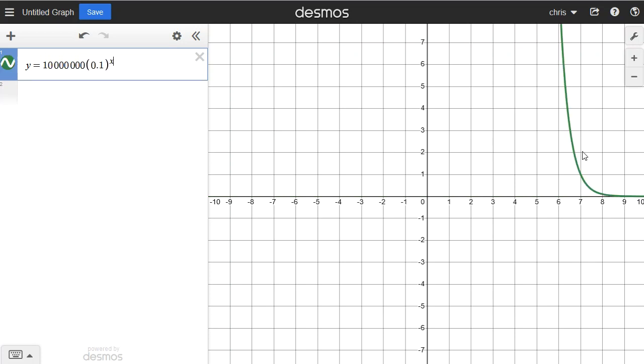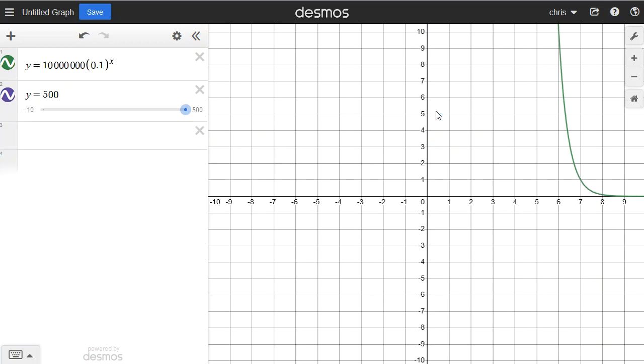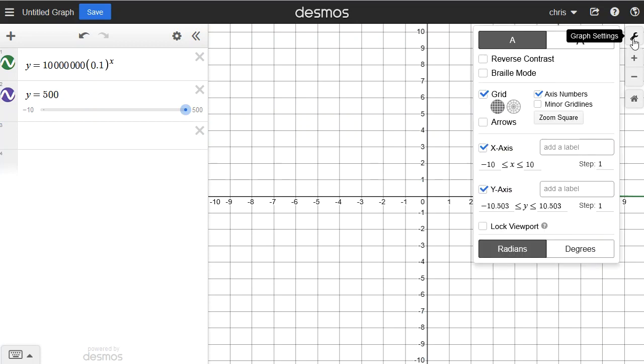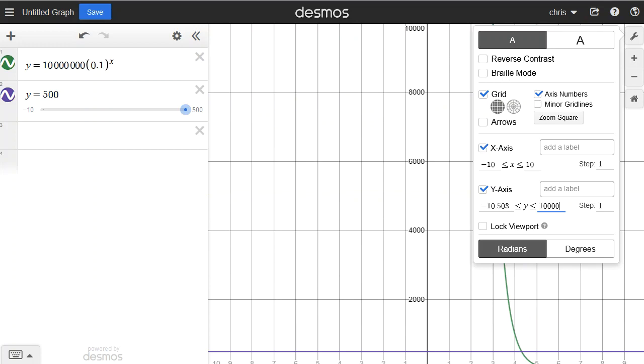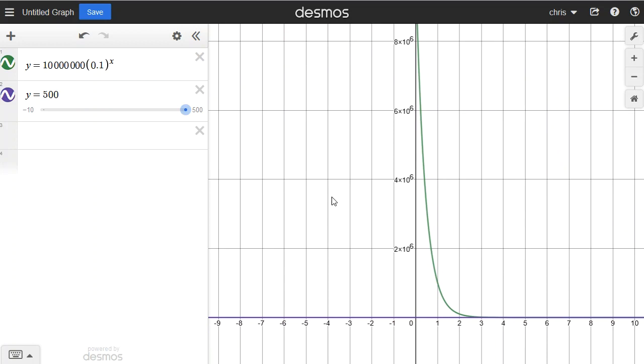I could see a little of what's happening, but there's a lot I can't see. Then we type in y equals 500 to see where they intersect. This isn't even up at 500. If I wanted to see this whole graph, I'd have to go all the way up to 10 million. I've talked before about hitting shift and pulling this down, but it's a long way to 10 million. So in this case I would use the wrench and set my y maximum all the way up to 10 million. There's 10 million.